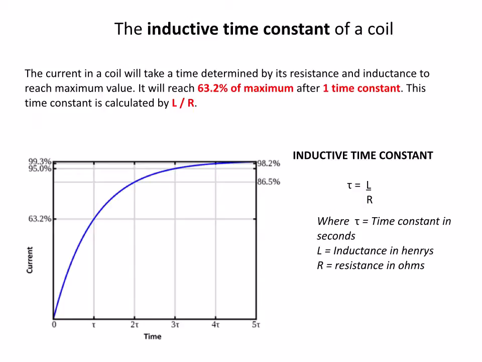The total time it takes to rise to maximum is going to be 5 times that time constant. Similar to a capacitor, which was 5 times the time constant to fully charge, this is 5 times the time constant to reach maximum current. And we can see that in the graph there. It reaches 63.2% after 1 time constant, and after 5 time constants it reaches near maximum.